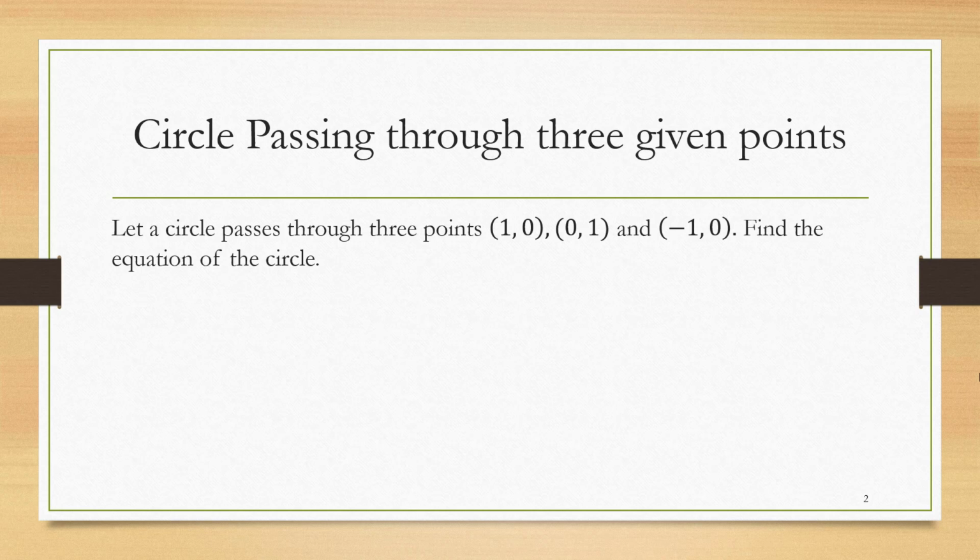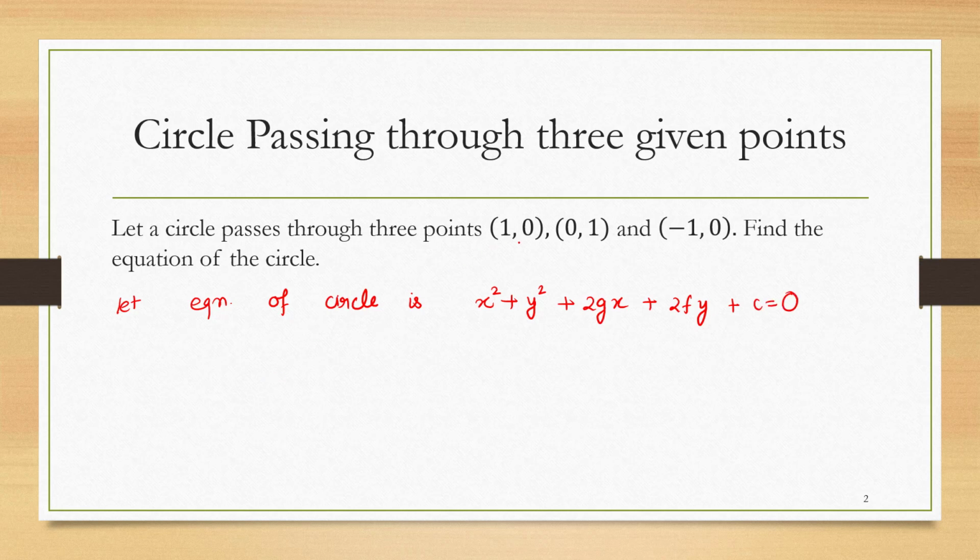So first of all, with the help of an example, we will understand how we will find the circle passing through 3 given points. Let a circle pass through the 3 points (1, 0), (0, 1) and (-1, 0). Find the equation of the circle. Let the equation of the circle be given by the general equation x² + y² + 2gx + 2fy + c = 0.